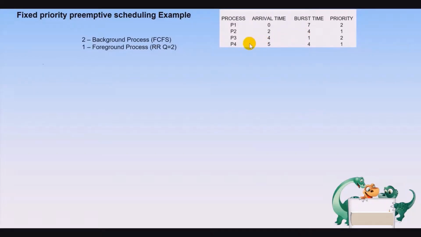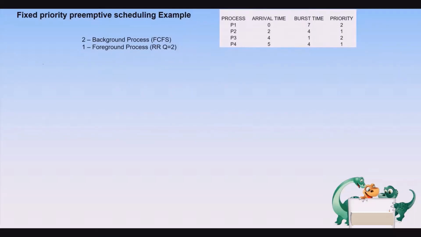Amongst these 4 processes, process 1 and process 3 are considered background processes, and these should use the first come first serve basis. Process 2 and process 4 are foreground processes. So based on the fixed priority preemptive scheduling, the first priority should be executed first before giving the instance of execution to the background process.